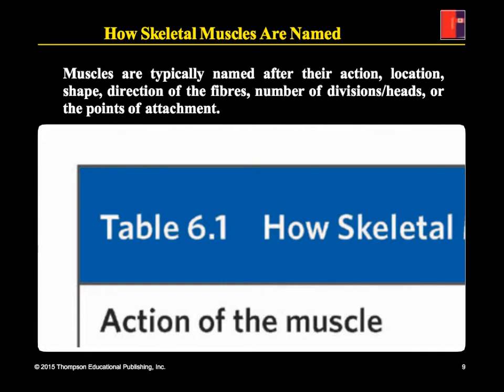O stands for origin, function, insertion, or points of attachment. So for example, the sternocleidomastoid starts at the sternum, goes to the clavicle, and then attaches at the mastoid process. So O is their origin, function, and insertion.